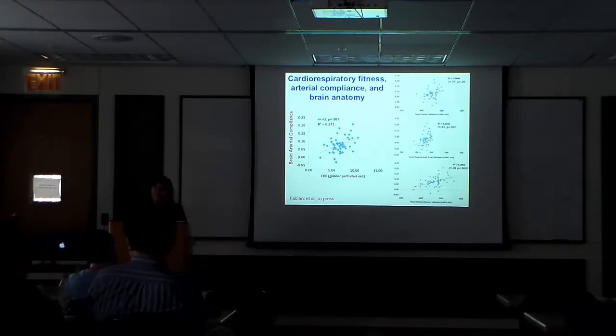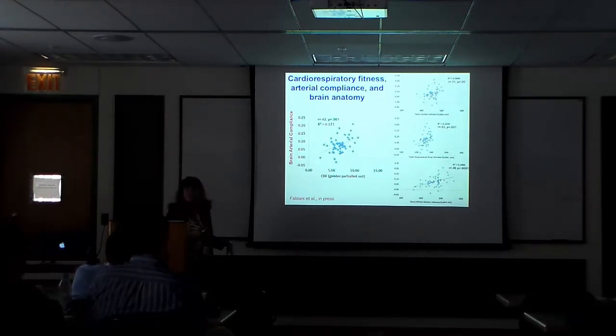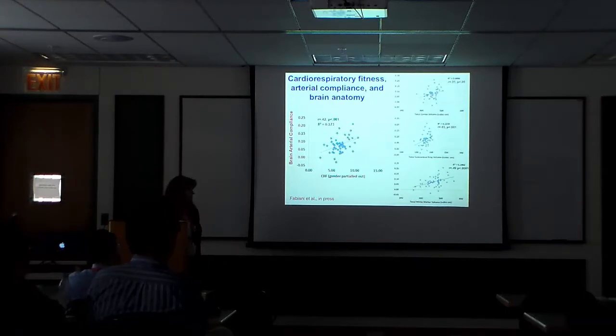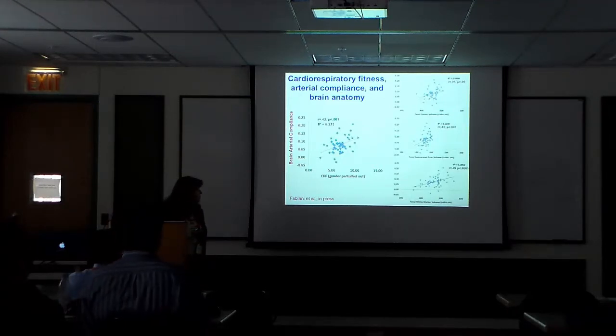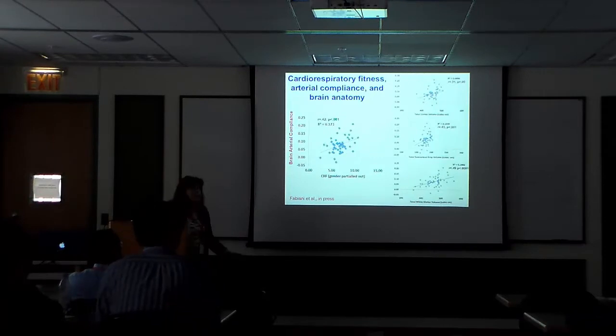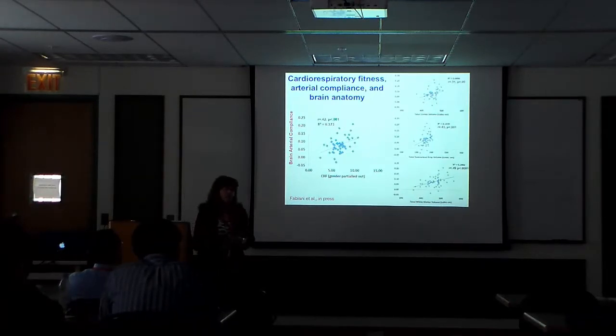Question: this arterial compliance, what part of the brain is it located in? This is overall. Overall? Yeah, but we have it regionally, just lots and lots of data. Then if you look at the graph, some of the big ones show that there are people who have a CRF of 10 but have less compliance than other people. What do you think explains those relations?